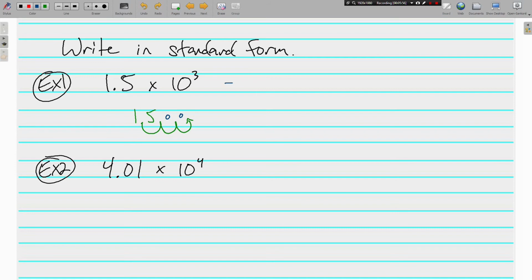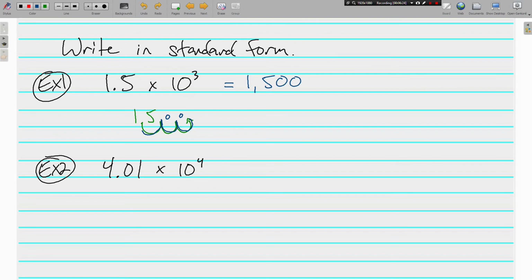Please be careful. 10 to the third power does not mean that I just stick 3 zeros on the end of it. What it means is that decimal is being moved 3 times. If I just put 3 zeros on the end, it would be 15,000. That's too much. That's not the same thing. It's 3 decimal point moves.